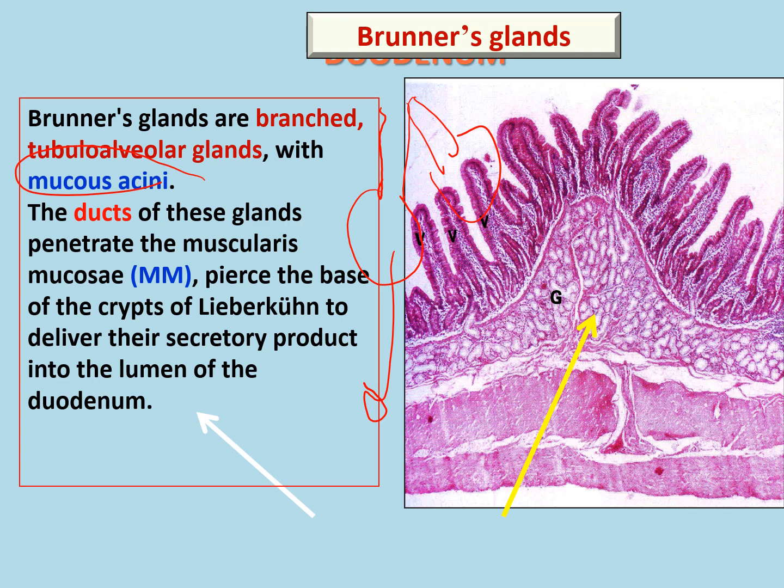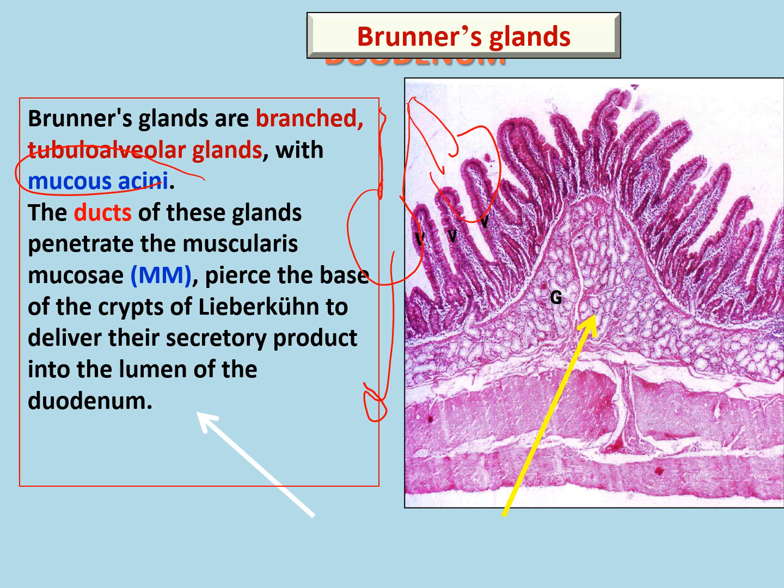And this will produce their secretion into the crypt. Their duct will open into the base of the crypt in order to pour their secretion into the lumen of the duodenum. So here we are going to have a mucus acini called Brunner's gland. What is Brunner's gland? It is a branched tubular gland opening by their duct into the base of the crypt in order to pour their mucus secretion into the lumen of the duodenum.